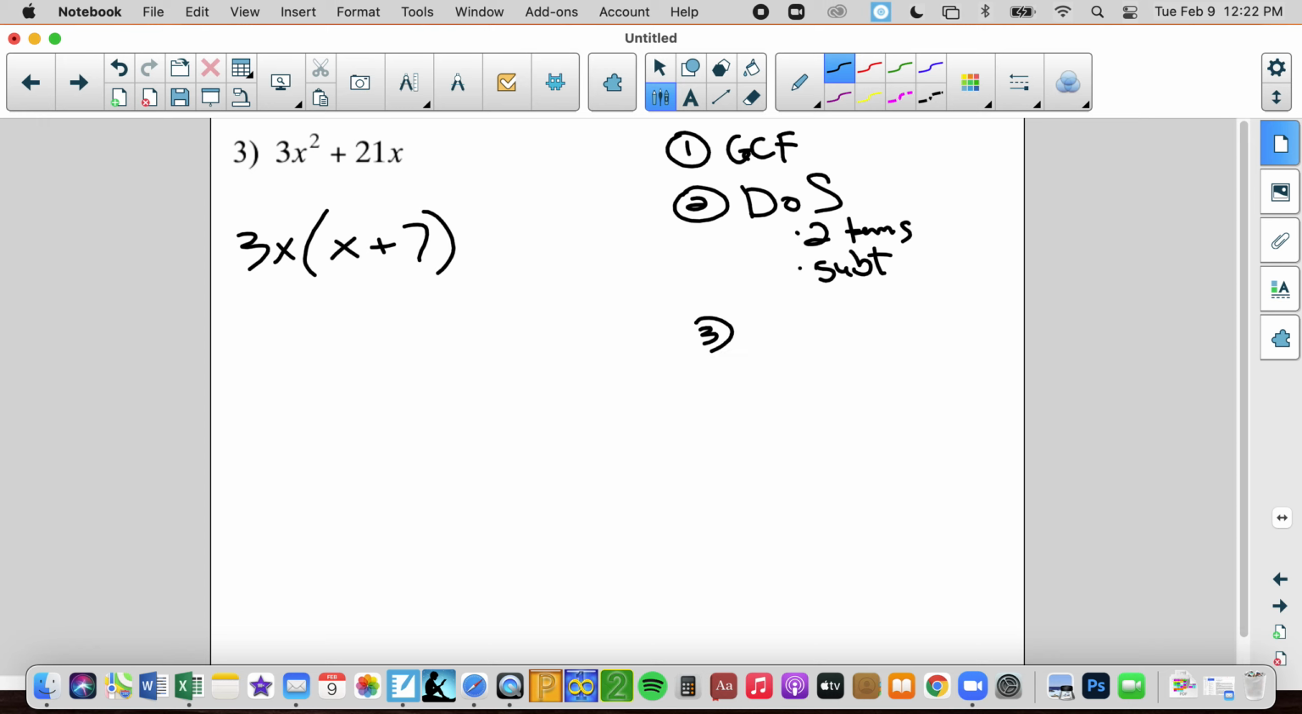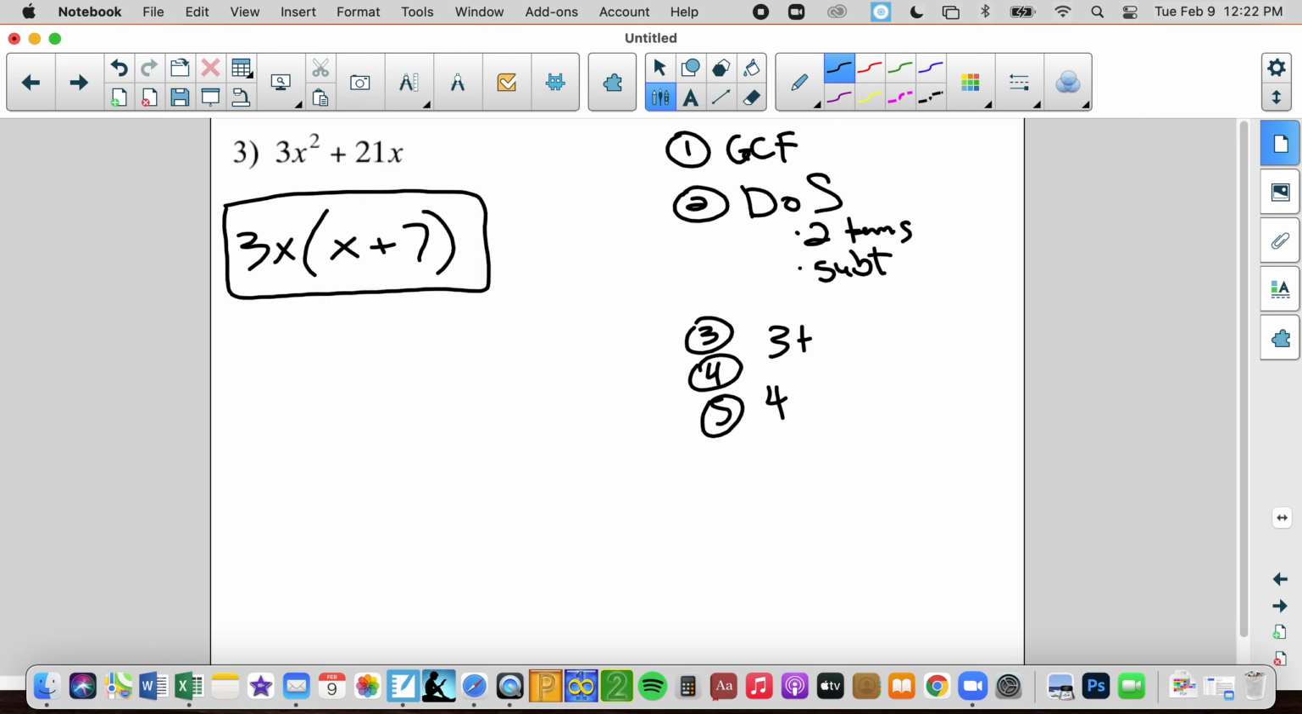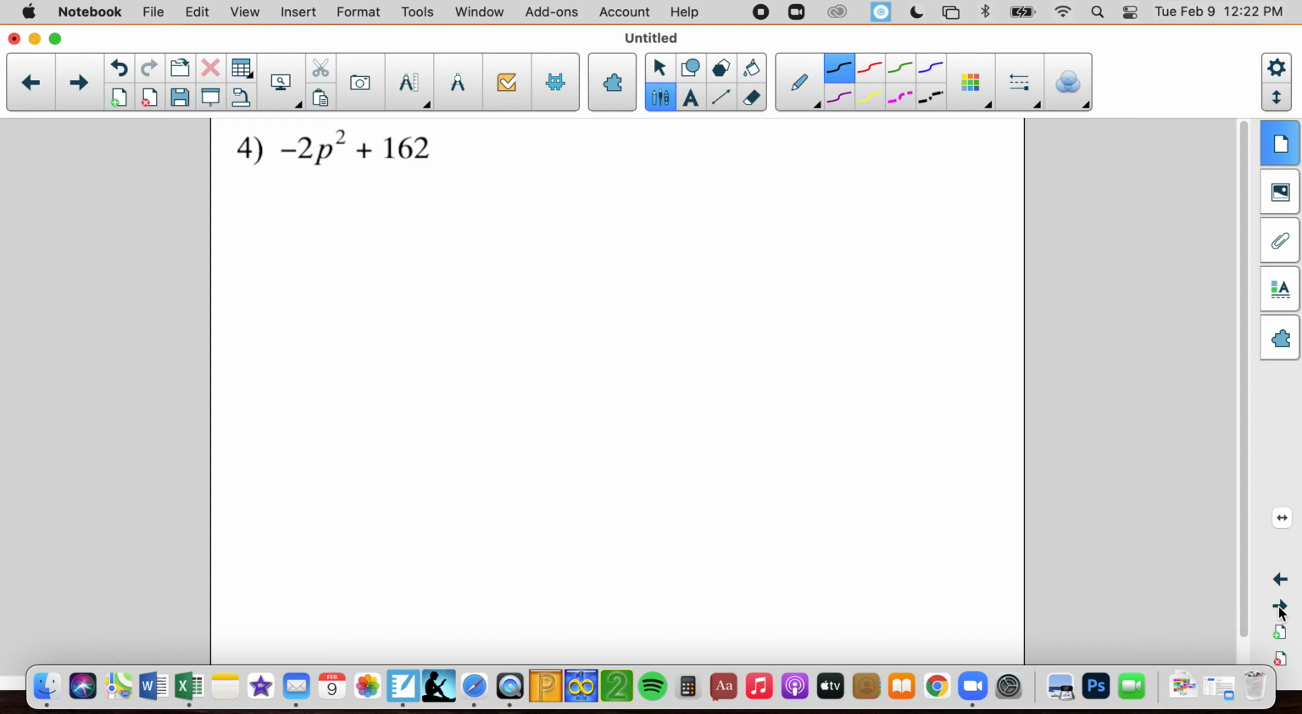I wouldn't check 3, 4, and 5 because 3 and 4 deal with 3 terms. We only have 2. And 5 deals with 4 terms. And we have 2. So we can't factor this any further. This is completely factored. So that would be my answer. Let's check on number 4.